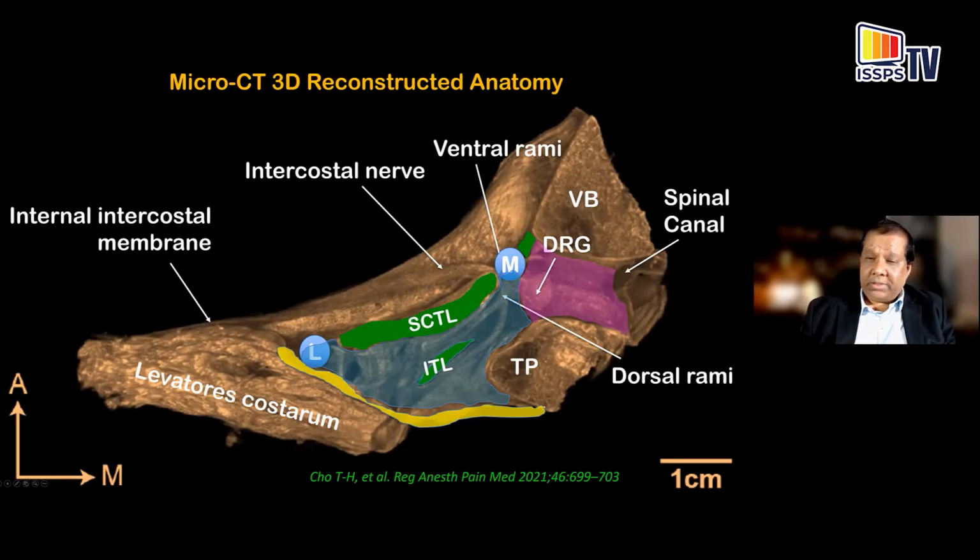I don't want to go into this discussion because we are talking about paravertebral block, but as you can see here, this probably brings out new avenues of how local anesthetic can actually spread to produce analgesia without entering the paravertebral space.